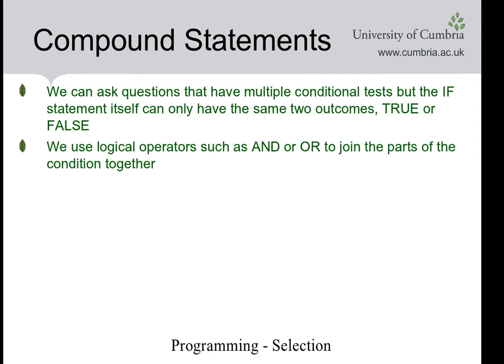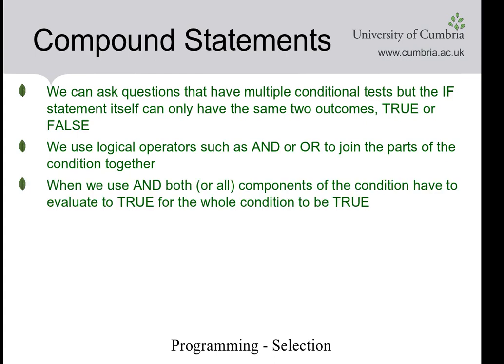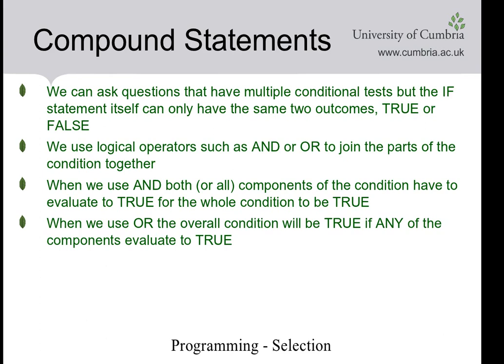We use logical operators such as AND and OR to join the parts of a condition together, and there are several others, although these are the most widely used. When we use the AND keyword to join two parts of a condition together, then both of these have to evaluate to true for the whole condition to be true. When we use OR to join several components together, then if any of them are true, the if statement will evaluate to true. So the following two examples will illustrate this.